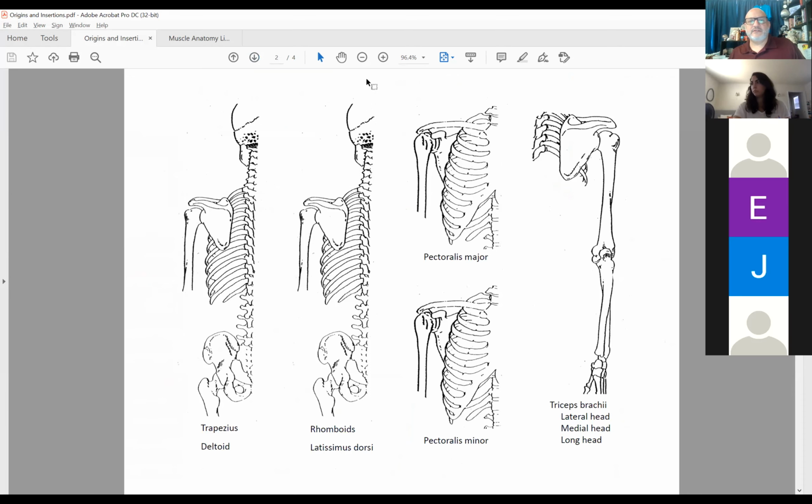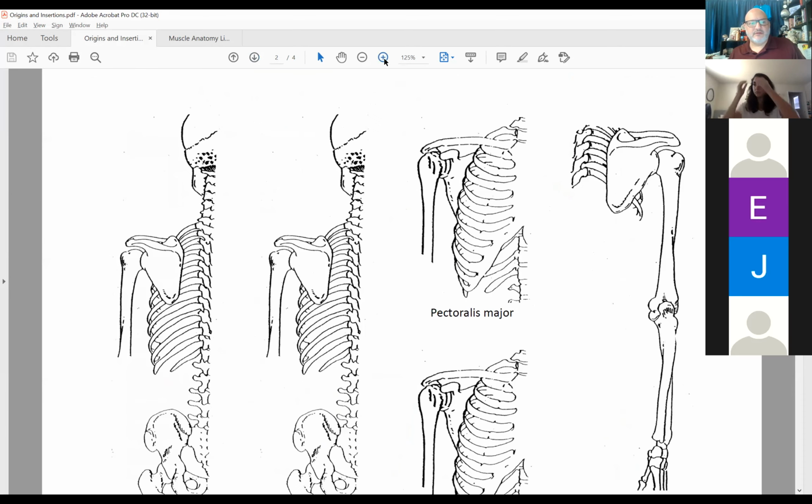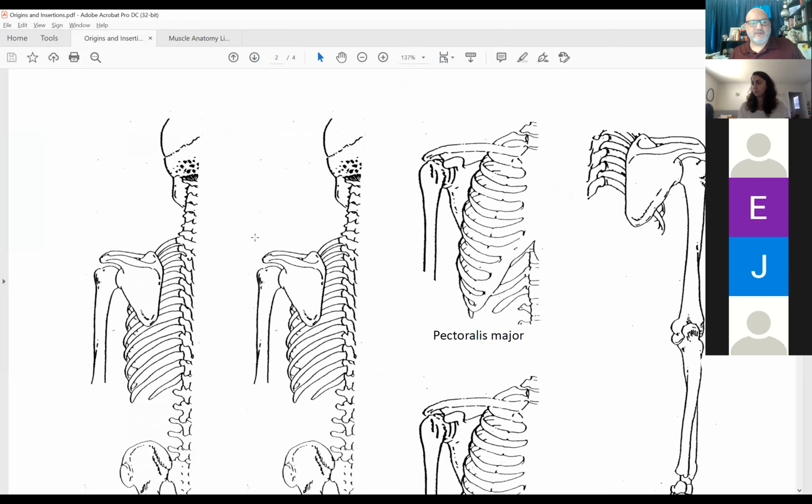There we go, perfect. And make this a little bigger. I think we can still fit it in there. Excellent. Oops, no.